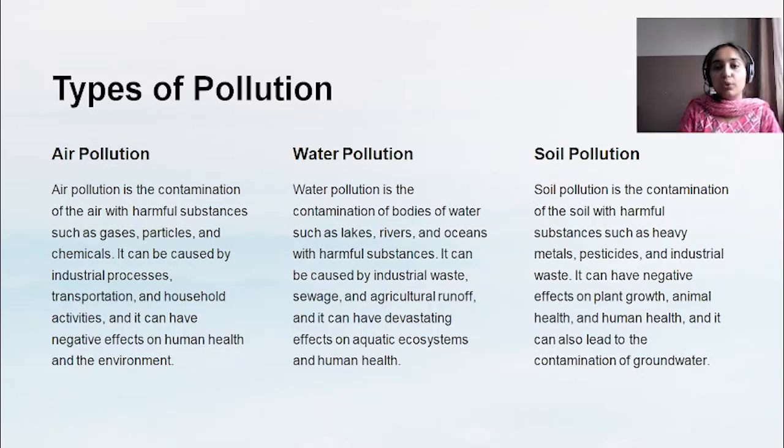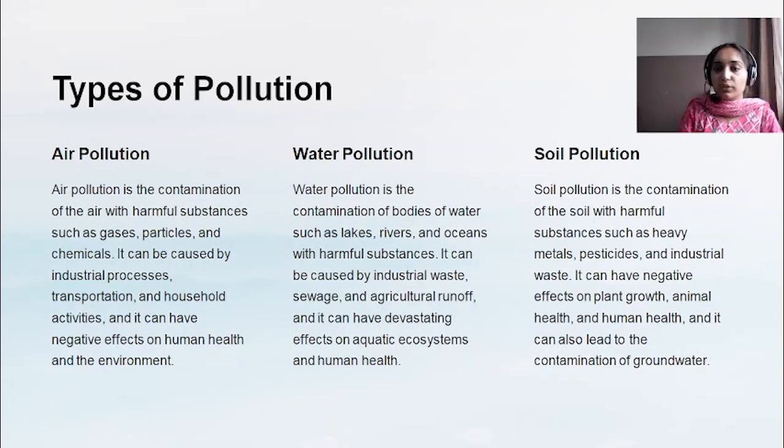Now, next is our water pollution. When there is a contamination of bodies of water such as lakes, rivers, and oceans with harmful substances. When harmful substances are released into the water bodies, into the different forms of water like rivers, lakes and oceans, it will be termed as water pollution. It can be caused by industrial waste, sewage, and agriculture runoff.